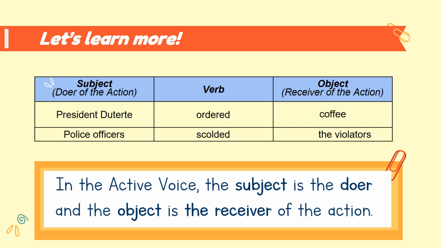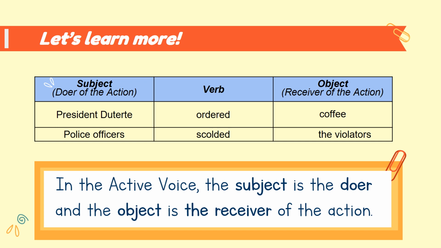In the active voice, the subject is the doer of the action and the object is the receiver of the action. In our table, for our first sentence, President Duterte is our subject, since he is the doer of the action. The word ordered is our verb. And the word coffee is our object, since it receives the action ordered.